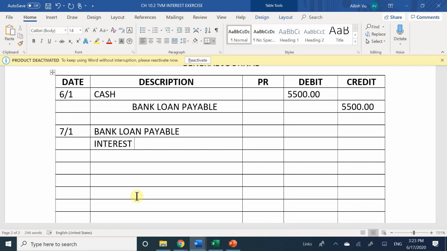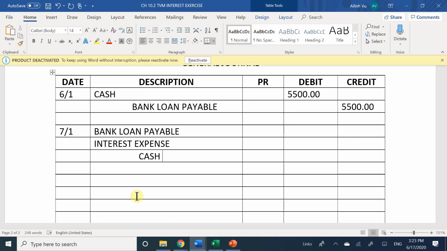It's not a payable because we're not owing the interest. We're paying it. It is an expense. Good, you got it right. We're paying it now. We're not going to wait till later to pay the interest. We're paying it right now.